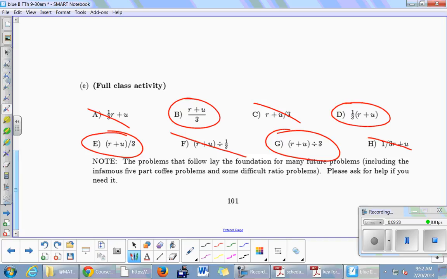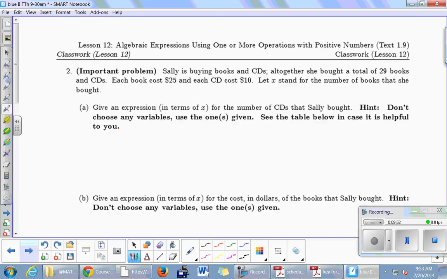Okay, so let me just give you this one quick note and then you'll dive back in. The problems that follow lay the foundation for many future problems, including the infamous 5-part coffee problems and some difficult ratio problems. I expect we are going to struggle with the material on these next couple of pages. It is tough. All word problems. I just want to put it out there. It's okay to struggle with this. You will get through, but you got to push and you got to ask questions. Okay? All right, so go to the next page. We'll come back together in a little bit.